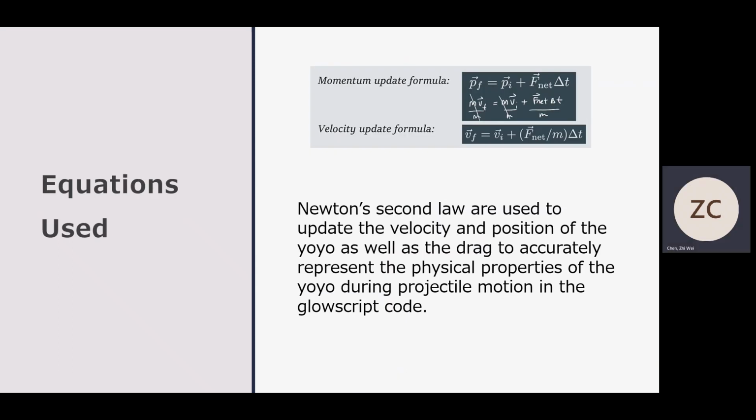Equations used. The main equations are the momentum update and the velocity update formulas. Newton's second law is used to update the velocity and position of the yo-yo, as well as the drag, to accurately represent the physical properties of the yo-yo during the projectile motion in the GlowScript code.